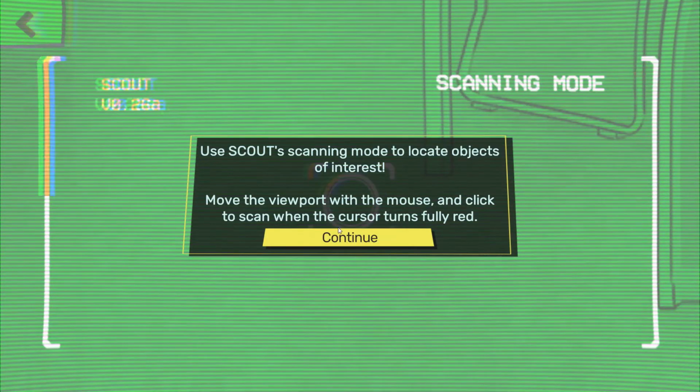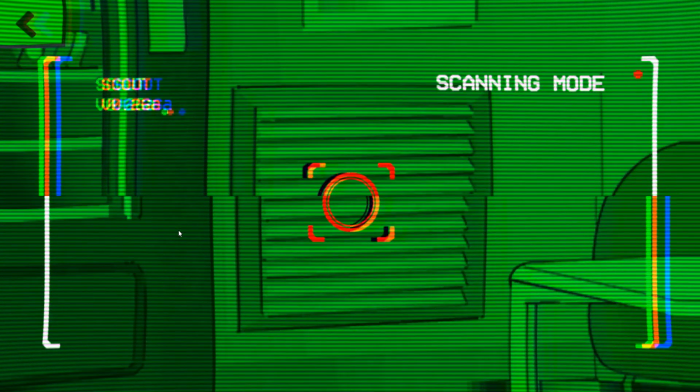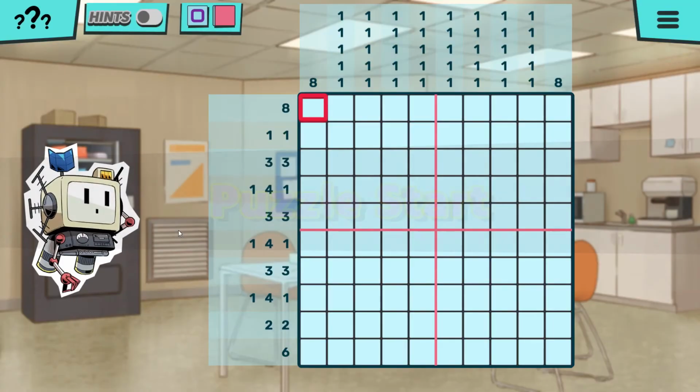Investigate. Use Scout scanning mode to locate objects of interest. Move the viewport with the mouse and click to scan when the cursor turns fully red. Oh, that is trippy. Puzzle start.